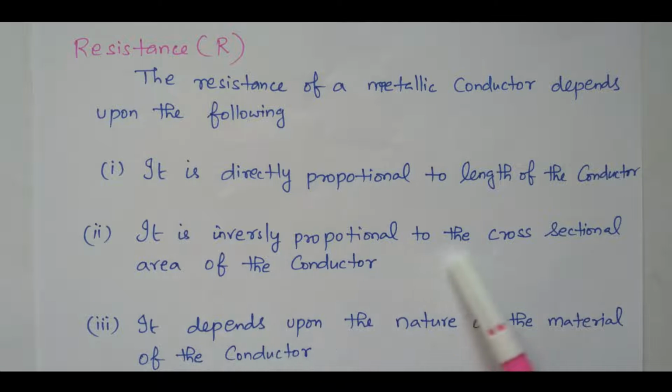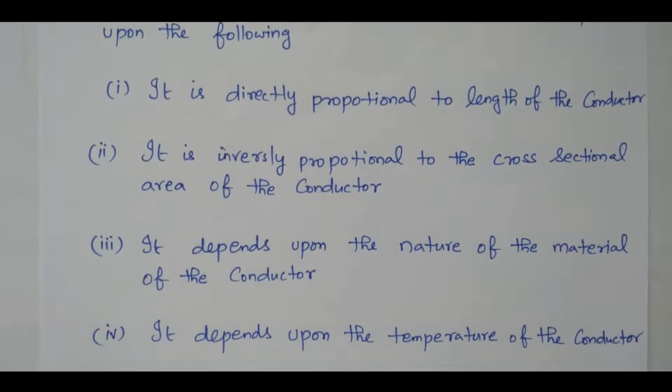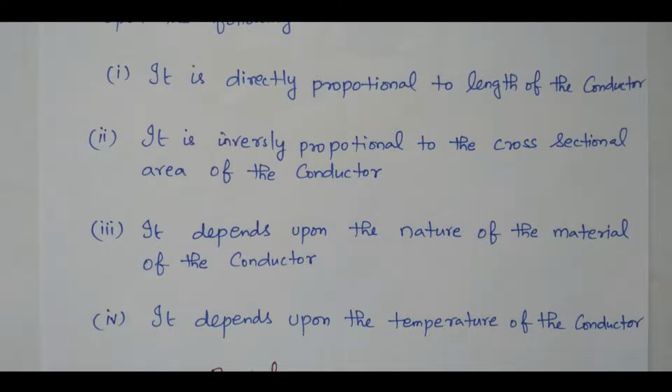It is inversely proportional to the cross-sectional area of the conductor. When the cross-sectional area increases, resistance will decrease. And this depends upon the nature of the conductor. It depends upon the nature of the material of the conductor, the own property of the material.